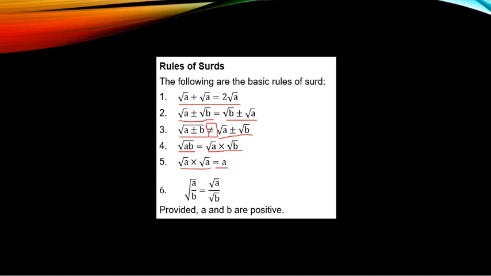Alright. The sixth rule is division of two surds. It can also be split. So square root of A over B also means root A divided by root B, provided A and B are positive. So the six rules above only hold when A and B are positive. When they are positive. Okay? Alright. So let's continue.